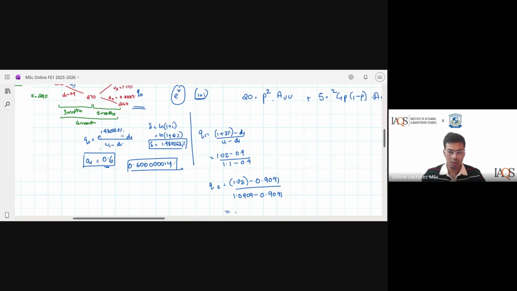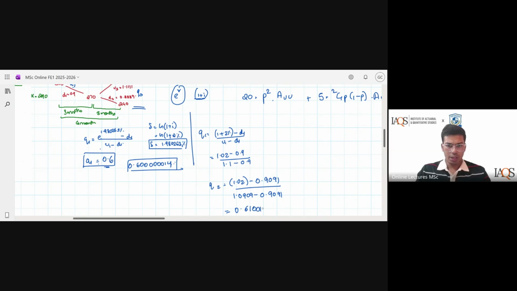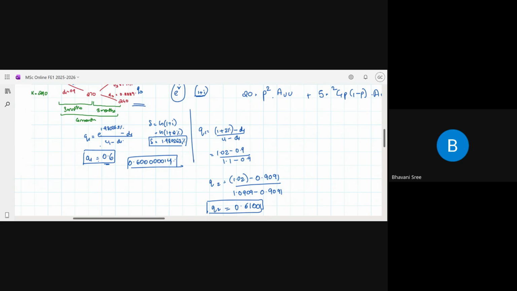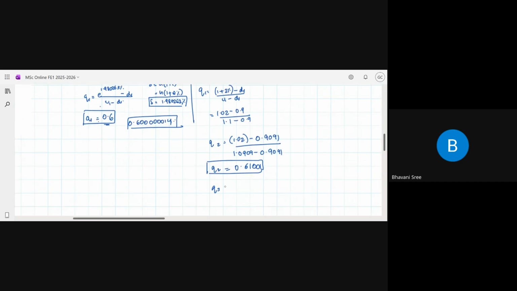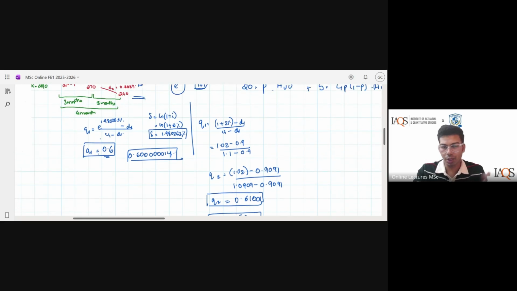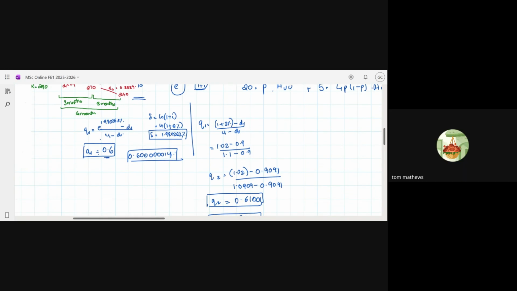How much is it giving you? 0.61001. Okay, that's fine. Give it one more decimal. No, it's fine. All right, that's fine. The probability value seems to be correct. Q3 is 0.59. Ideally it's 0.59 because if it's 0.59001, till 5 decimals it will come 0.59 only. So it's 0.61056.